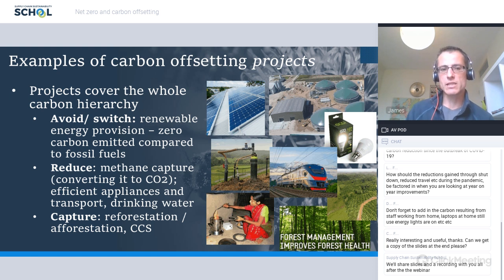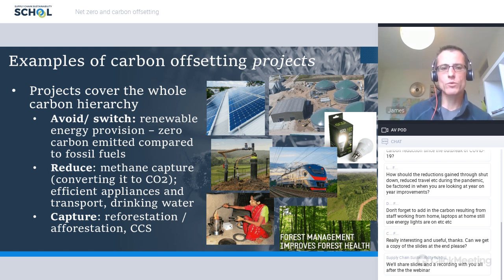Installing efficient appliances is another good example, and there's many out there where it's providing low energy light bulbs in developing countries, for example, or efficient cook stoves in developing countries where they'd otherwise be using dirtier fuels that are more carbon intensive. They give off bad air quality emissions and so on. As long as they're additional.